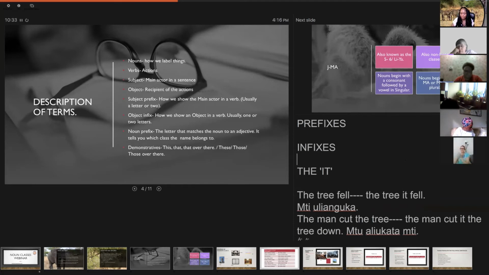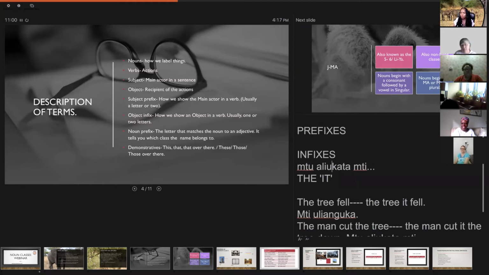Because if you just said kata, people are like, okay, that is cut, but what is going on? And if you said mtu kata mti, now you sound like a cave person. Man cut tree, you know? That wouldn't sound right. So that's why we need to capture both the person, a, when they cut it, and the u to represent this tree over here. So that is why all of these things are very important.